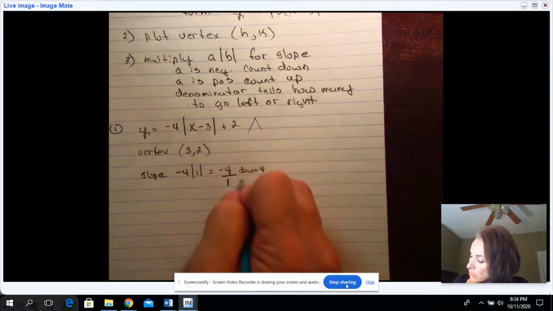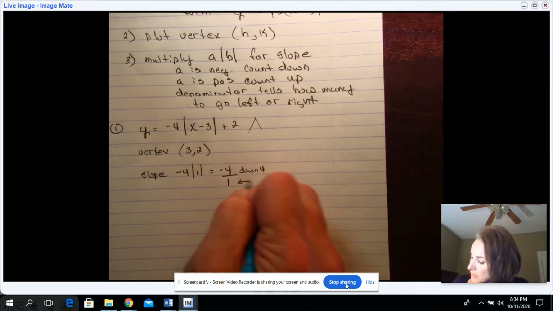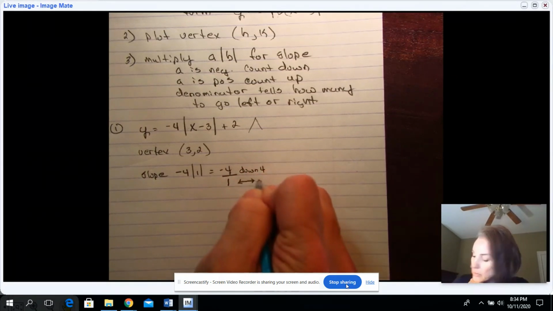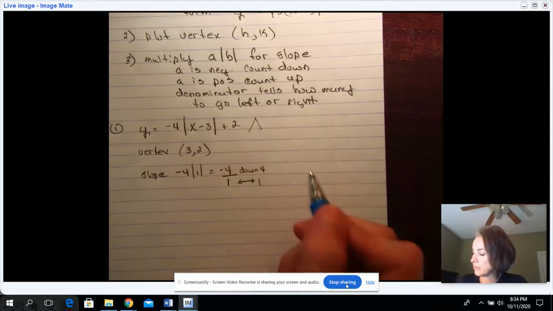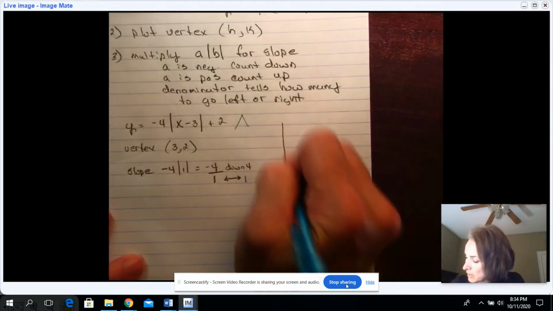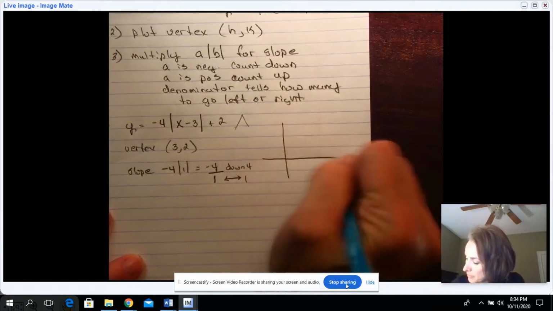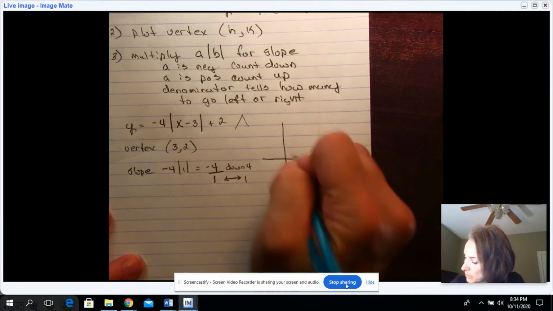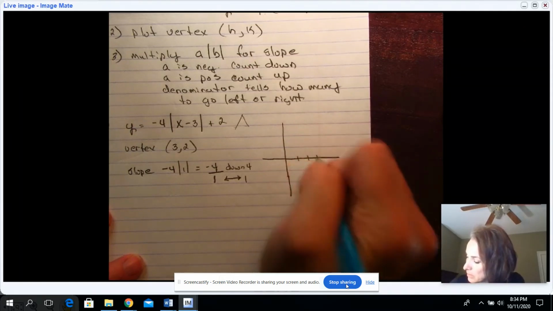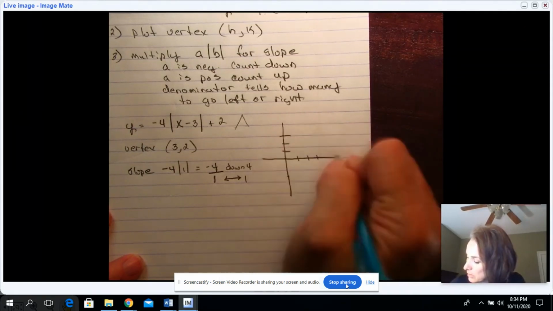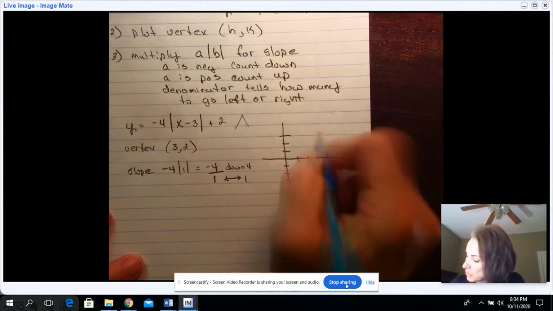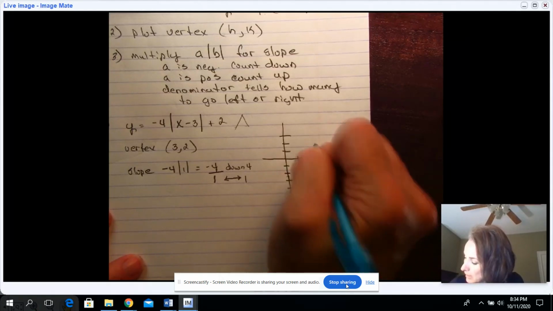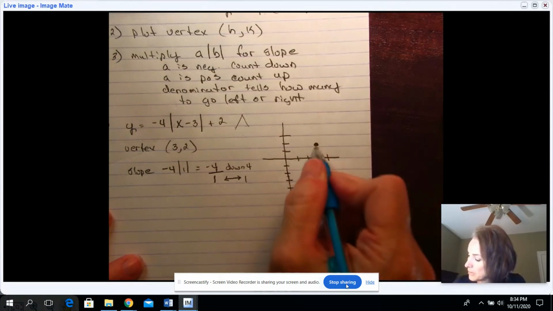And then we're going to go left and right 1, because we need both sections of it. So here's how it's going to work. We're going to go to 3, 2. 1, 2, 3. 1, 2, 3, 4. So we're going to go over 3 and up 2, and that's where our vertex starts. Over 3 and up 2.